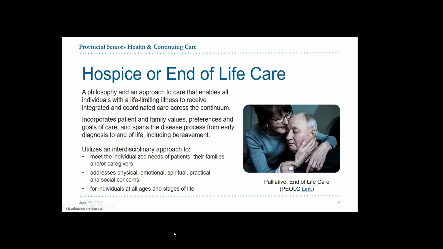Thank you. Hospice or end-of-life care can be offered anywhere in the continuing care stream, including standalone hospice settings or acute care hospitals. The care provided in this setting incorporates patients' and families' values, their preferences and goals of care, and it spans the disease process from early diagnosis to end of life, including bereavement. Hospice or end-of-life care utilizes an interdisciplinary approach to meet the individualized needs of the patients, their families, and/or the caregivers. It also addresses the physical, emotional, spiritual, practical, and social concerns for individuals at all ages and stages of life. As you can see, under the photo on the slide, there is a link to the Provincial Palliative End-of-Life Care website. Information about this website will be discussed in more detail in the next slide.